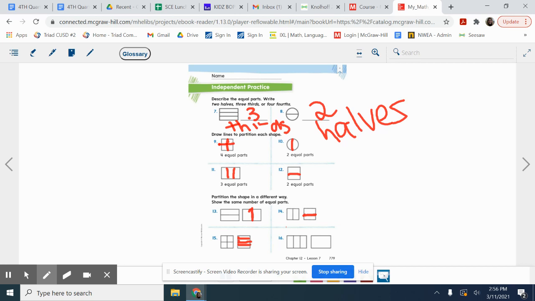And number 16, they have 2 vertical lines going down. And so I need to break up my other rectangle into 3 equal parts. So instead of going vertically, I'm going to go horizontally with my lines. When you're done with this page, you can go on to page 780.